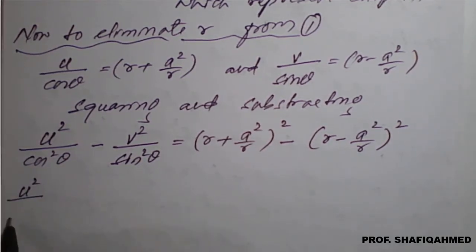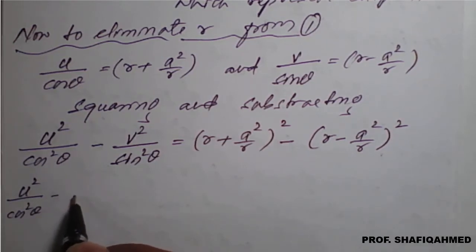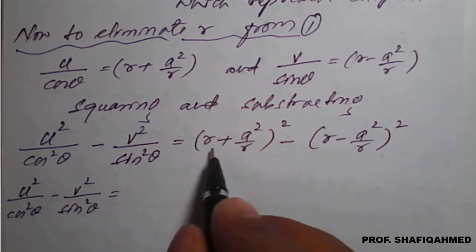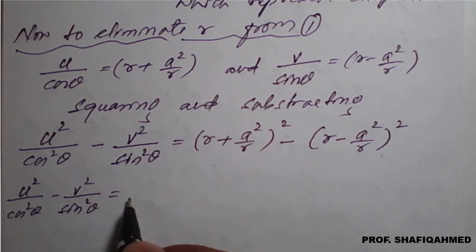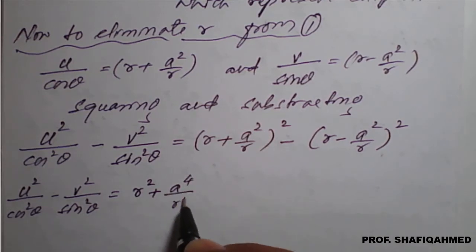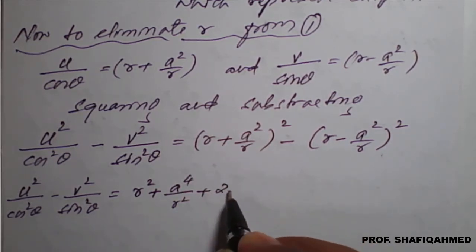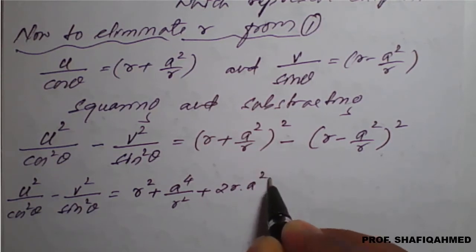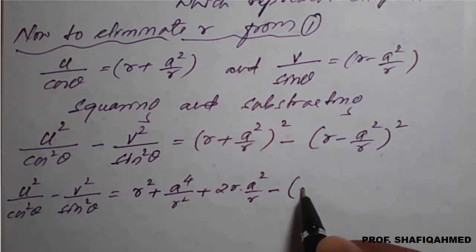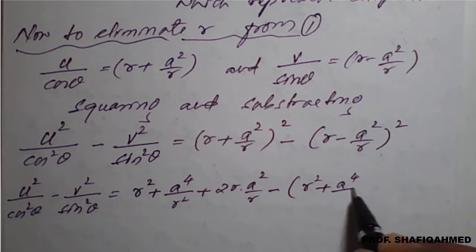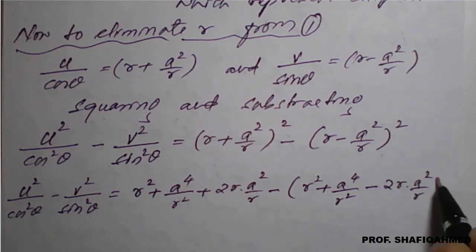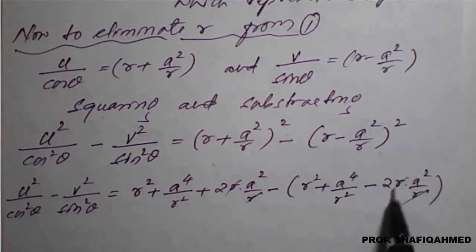or u square upon cos square theta minus v square upon sin square theta is equal to, we have to apply the a plus b whole square formula. It will become r square plus, if you square this one, a raised to 4 upon r square plus 2ab, 2 times r into a square upon r, minus, I will put a bracket, apply the a minus b whole square formula, r square plus a raised to 4 upon r square minus 2r into a square upon r. So here this r cancels, this r cancels.